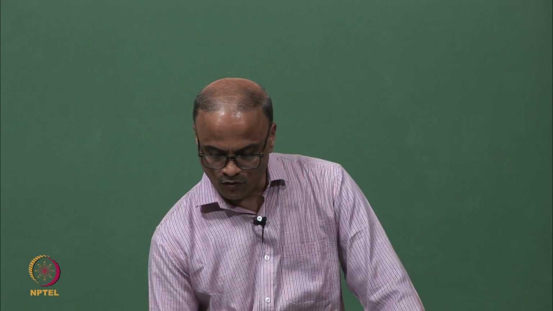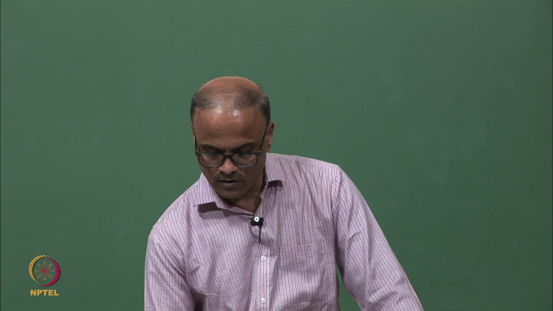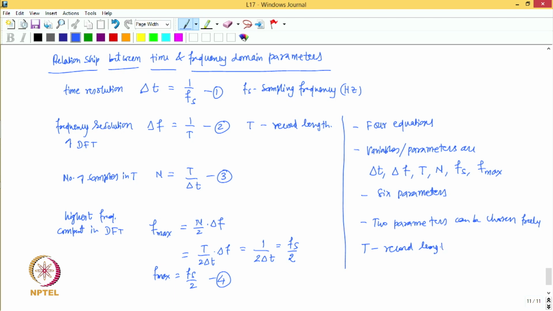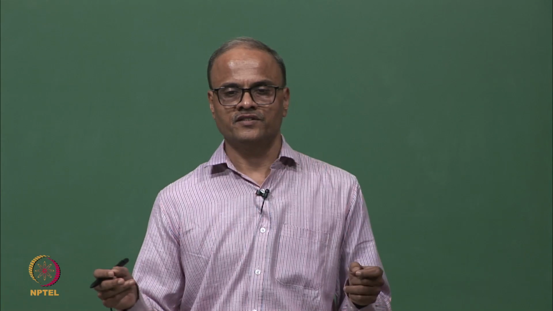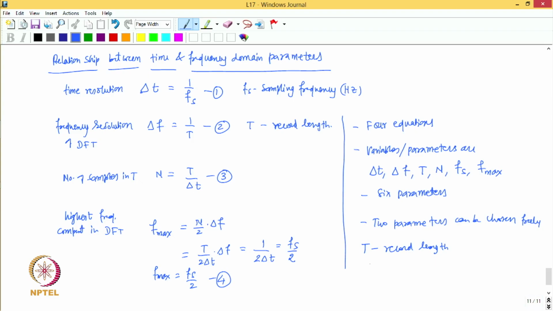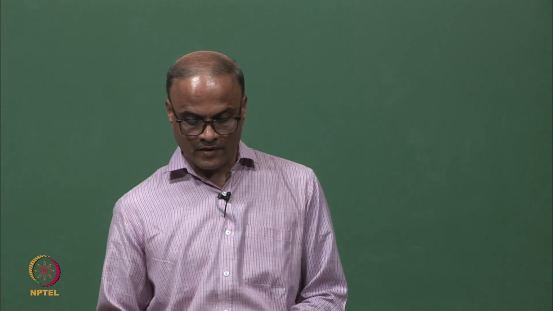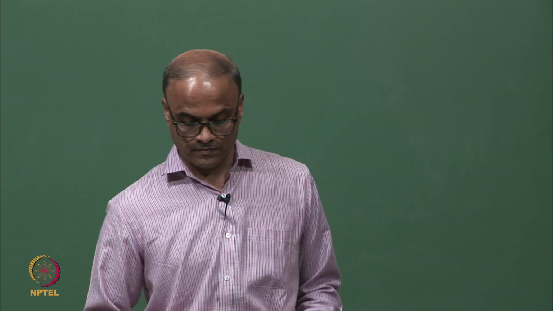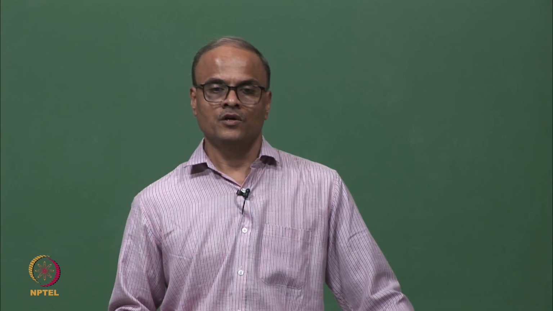Typically in practice we may like to choose the record length. We may say that we want to record the signal of this much duration, like 1 second, 2 seconds, 8 seconds, 16 seconds and so on, and then the other parameter could be f max, the frequency range of measurement. We may take from 0 to 400 hertz or 0 to 1000 hertz or 2 kilohertz and so on. Once these 2 parameters are taken, the rest of the 4 parameters get determined and fixed. They cannot be chosen independently any more.